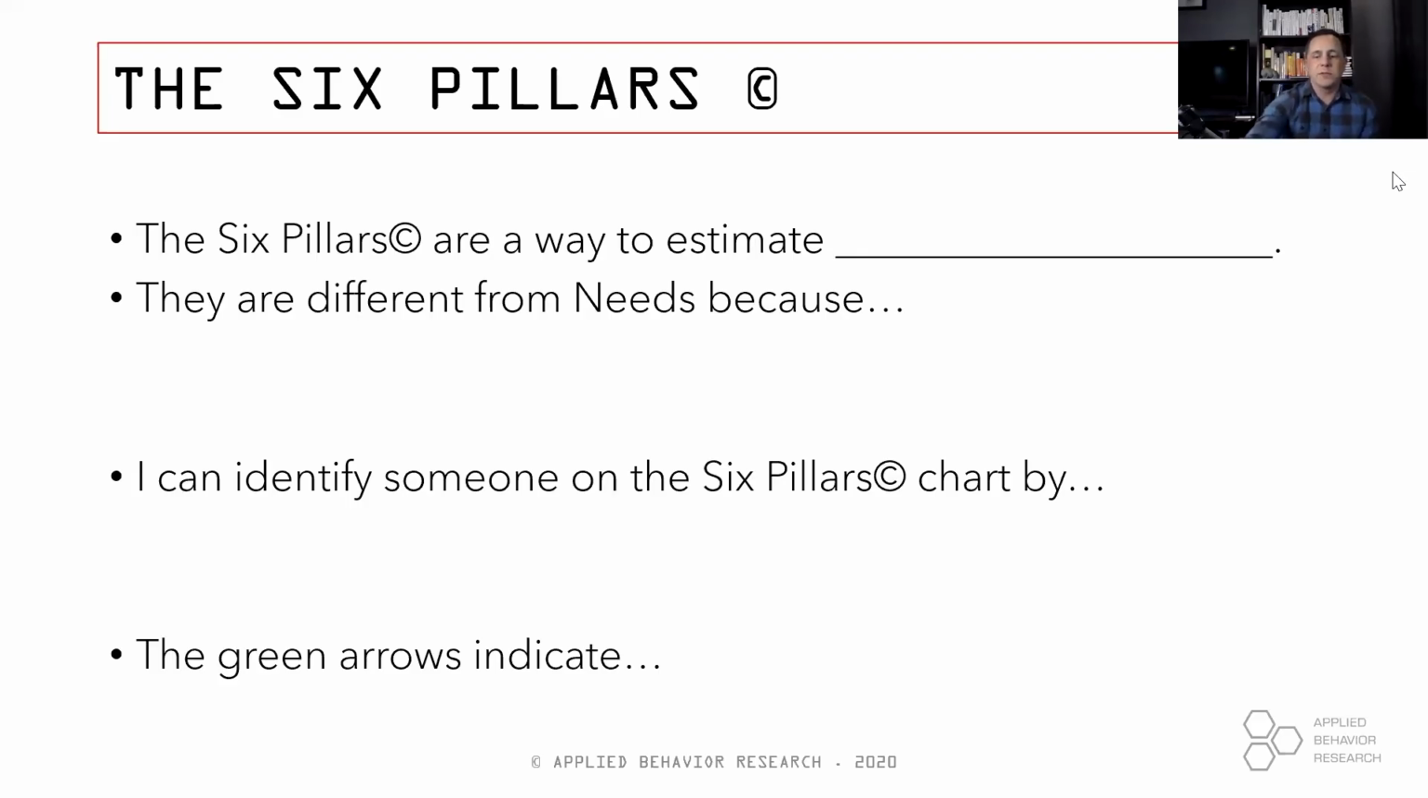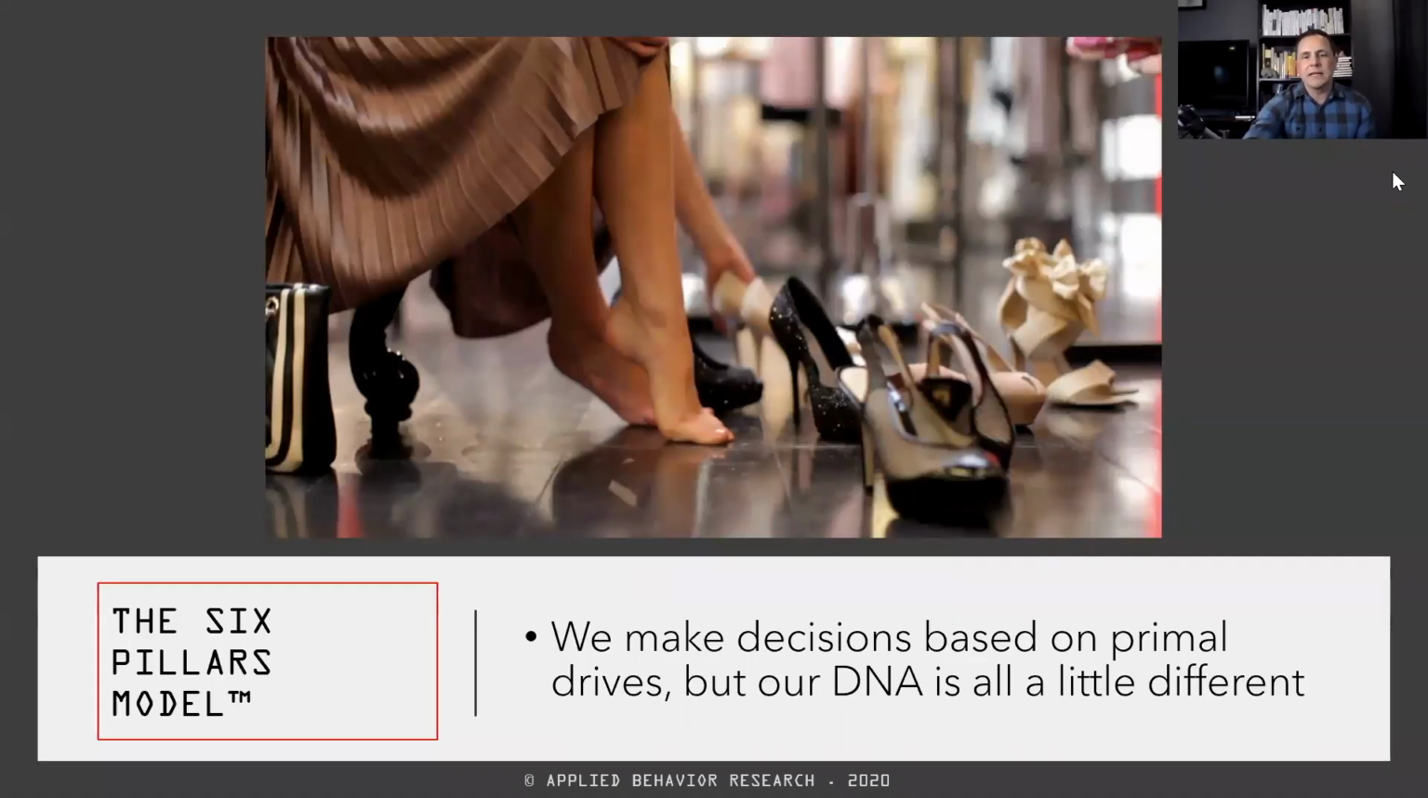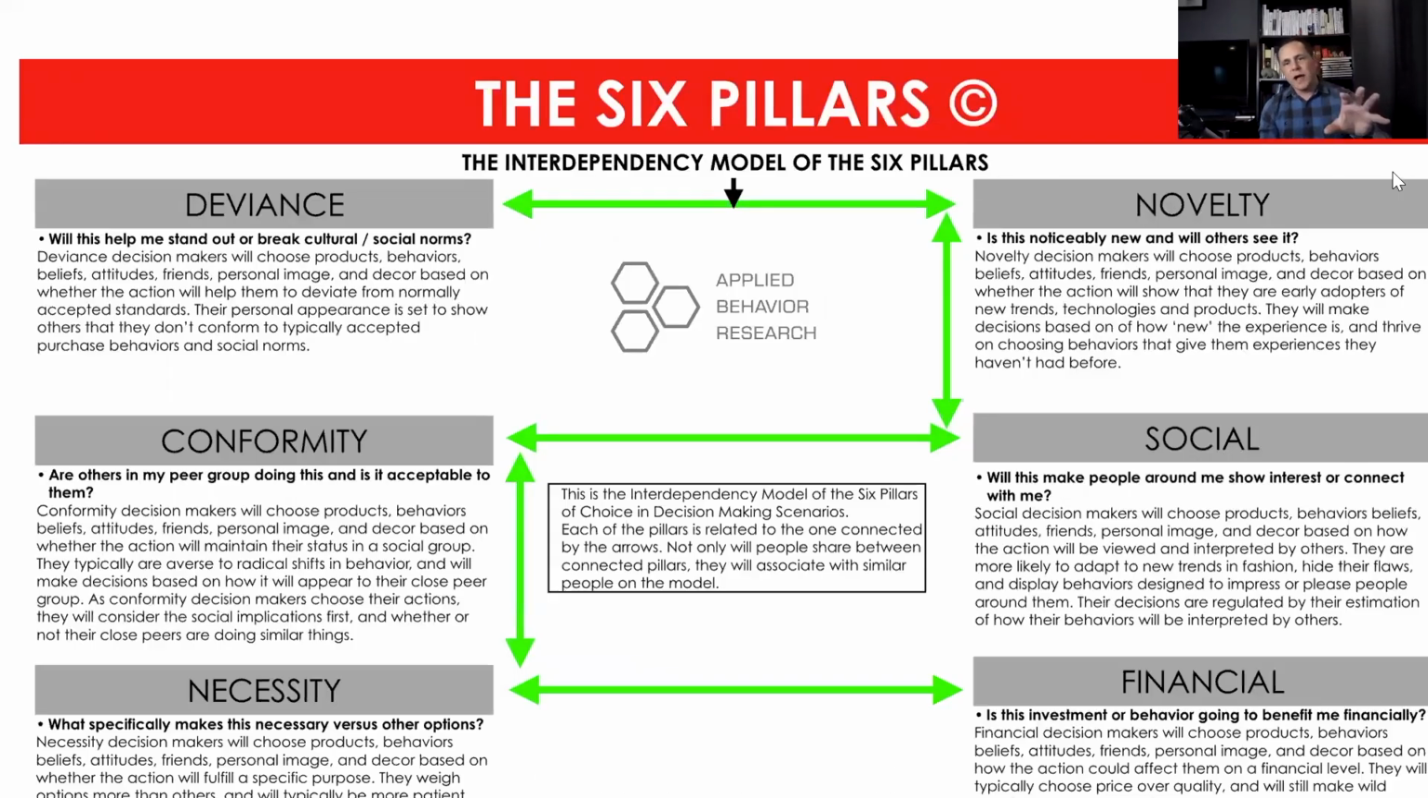The green arrows indicate the interconnectedness of the entire thing. So the green arrows that we're going to see here on this map show how a person chooses friends and what they're most closely related to. So we'll typically have 1 or 2 of the 6 pillars. But let's talk about what they are. Each one of them has a question. Deviance. Is this going to help me stand out and break cultural and social norms? It's a big deal.